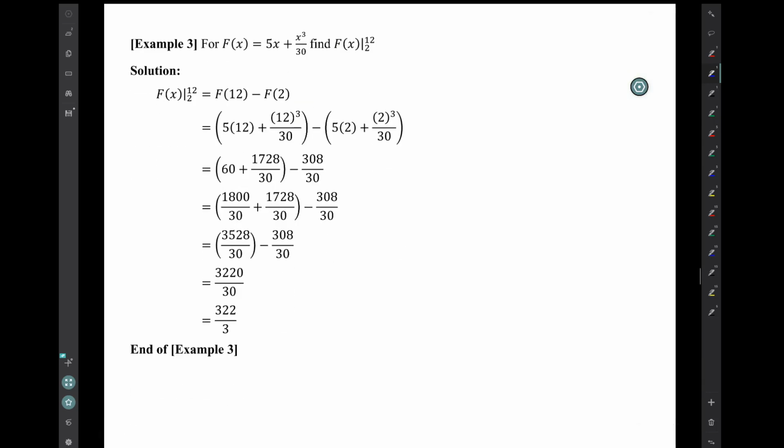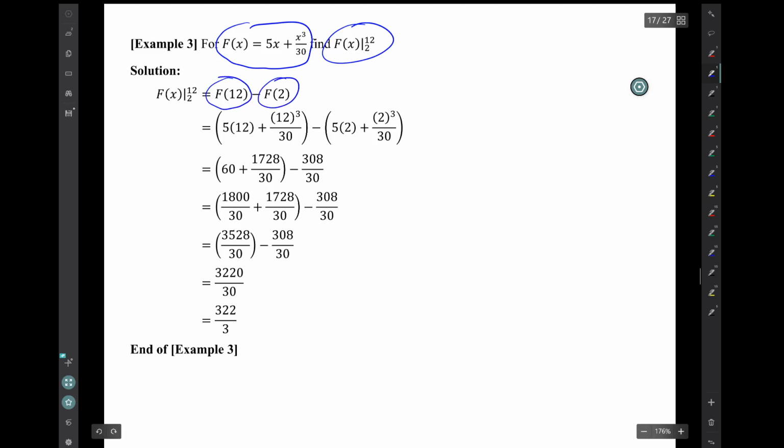So for example, let's again let capital F of x be this function. Find this. Well, that means to substitute 12 into capital F and substitute 2 into capital F and subtract. Well, that's just a bunch of ugly math, just substituting numbers into that expression and grinding out the result using arithmetic. With careful calculation, we end up with this, 322 over 3. So this symbol denotes this calculation, which results in this number.